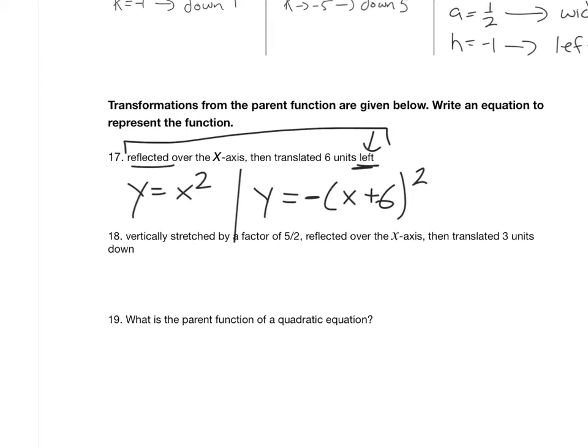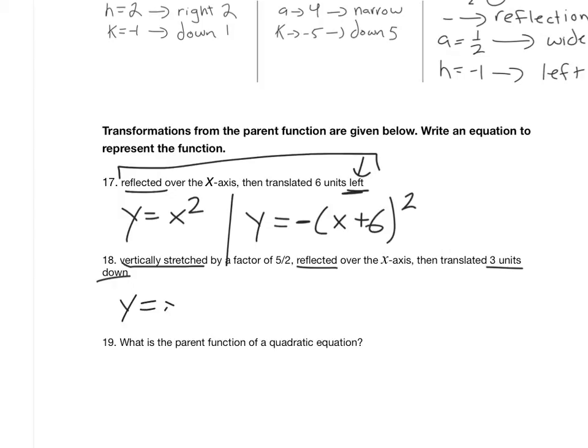All right, now number 18. Vertically stretched, or more narrow, by a factor of 5/2, and then reflected over the x-axis, then translated 3 units down. Okay, so again, our parent function is y equals x squared. Okay, we have a reflection, so that right there tells me it's going to be negative. That's how we get it to flip over the x-axis. Now, a vertical stretch, that means making it more narrow, which means that we are going to change our a. Our a is going to become 5/2, which is a number that's greater than 1, which is why it's making the parabola more narrow.